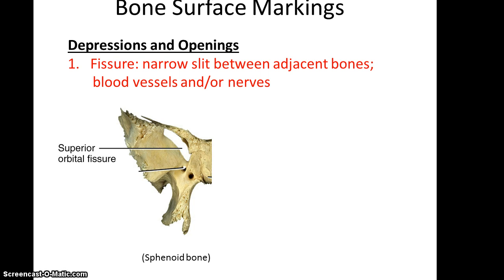So, there are a number of different categories of bone surface markings, and the first big category is depressions and openings. A good example of this is a fissure, which you can see in the picture of the sphenoid bone there. It is a narrow slit between adjacent bones, and it is a place where blood vessels and nerves can pass through the bone. The example here is the superior orbital fissure. You'd find that in the skull.